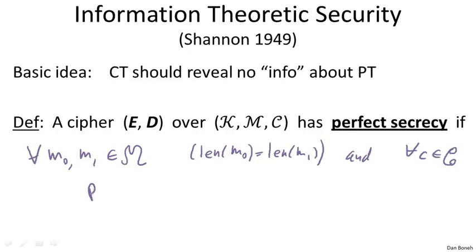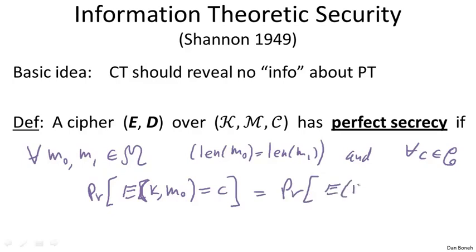it had better be the case that if I ask, what is the probability that encrypting M0 with K gives C, so how likely is it, if we pick a random key, that when we encrypt M0 we get C? That probability should be the same as when we encrypt M1. The probability of encrypting M1 and getting C is exactly the same as the probability of encrypting M0 and getting C. And this is where the distribution is over the key. So the key is uniform in the key space.